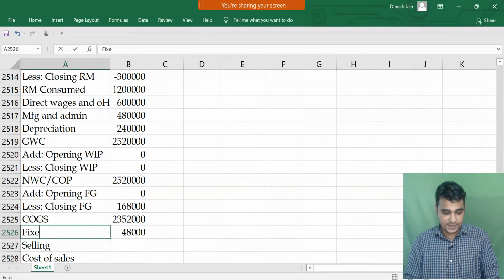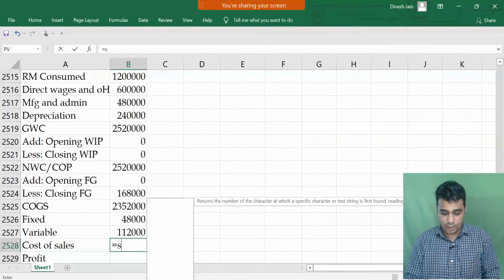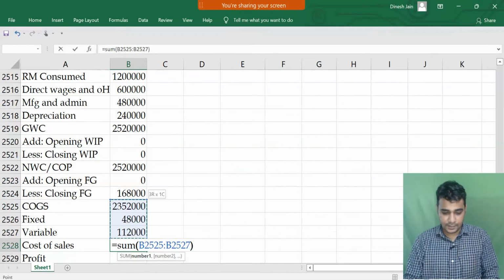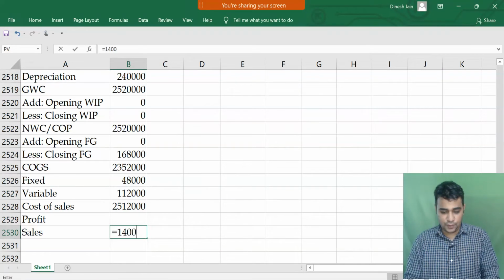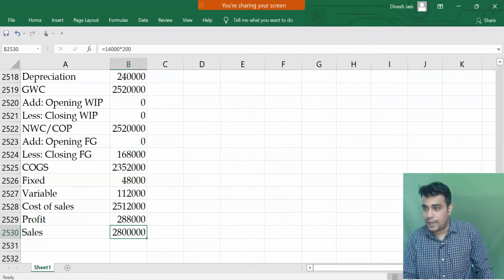So 2 into 24,000, I'll call this as fixed, and variable is 8 into 14,000. We get cost of sales. Your sales figure is 14,000 into 200. This gives the profit for the first year. Profit for the first year is 2,88,000.